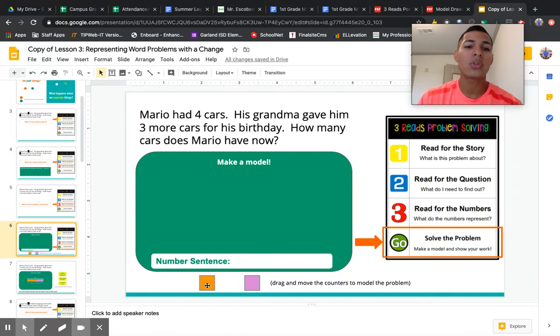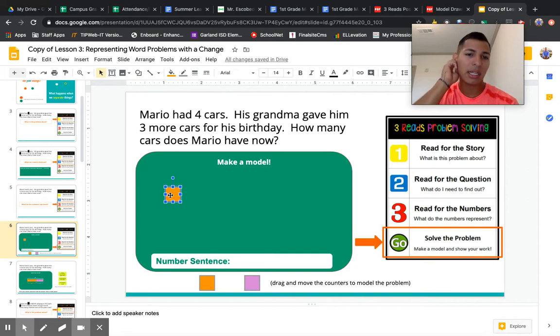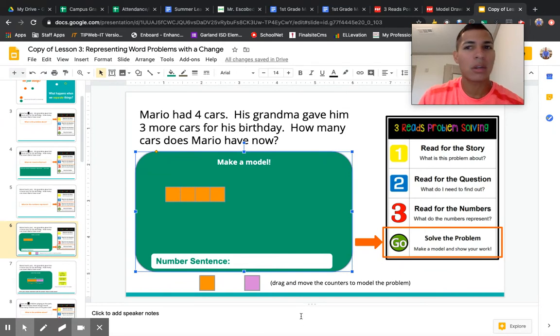We're going to use orange to represent Mario's cars. That's what I want to use. So how many cars does Mario have? He has 4. So how many cubes do we think I'm going to take? 4, exactly. So I have 1, 2, 3, 4. And it gives us another color because that's not all of our cars.